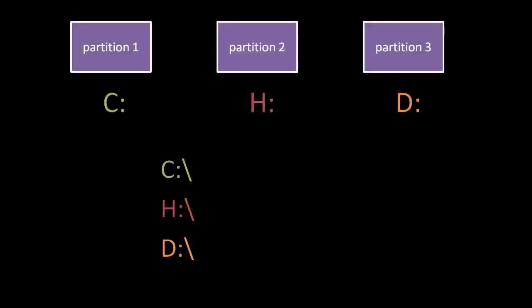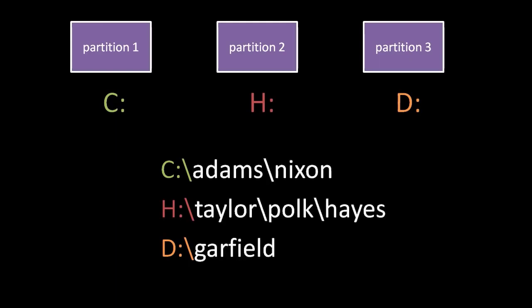In Windows, each partition is assigned a drive letter, usually denoted with a suffixed colon. For example, C:, H:, D:, etc. A file path is a string of text denoting the location on the system of a file or directory. In Windows, the root directory on these drives are known by the paths C:/, H:/, and D:/ respectively. The path C:/Adam/Nixon refers to a file or directory named Nixon listed in a directory Adam, itself listed in the root directory on the C partition.